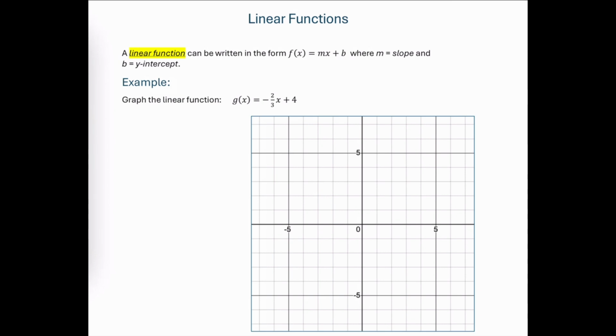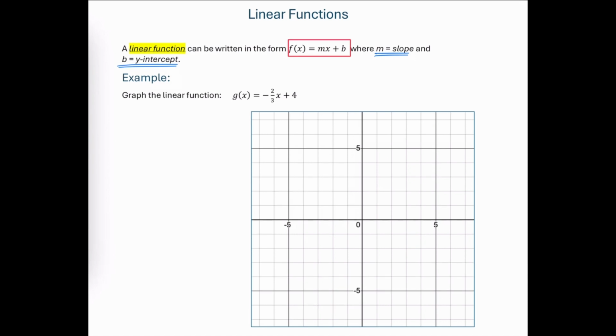A linear function is one that can be written in the form f of x equals mx plus b, where m represents the slope of the line, and b corresponds to the y-intercept. Here we have a linear function, g of x equals negative 2/3 x plus 4. The slope of this line is the coefficient on x, which is negative 2/3, so we'll say m is equal to negative 2/3, and the y-intercept is the constant value 4. And we can write the y-intercept as an ordered pair, (0, 4).